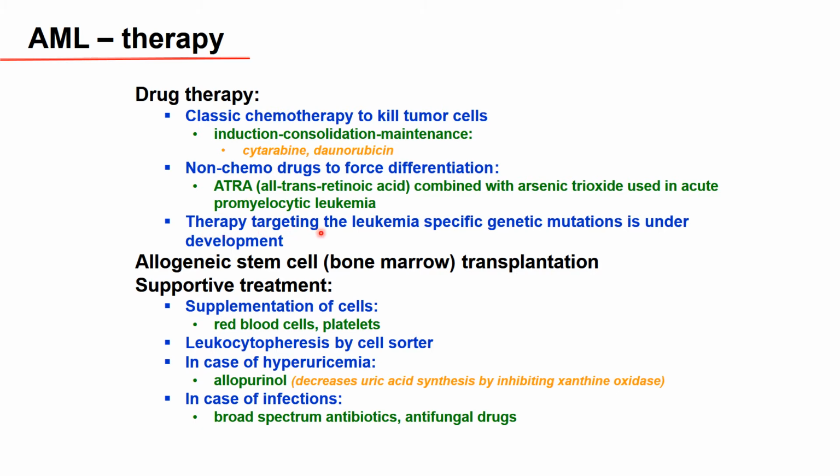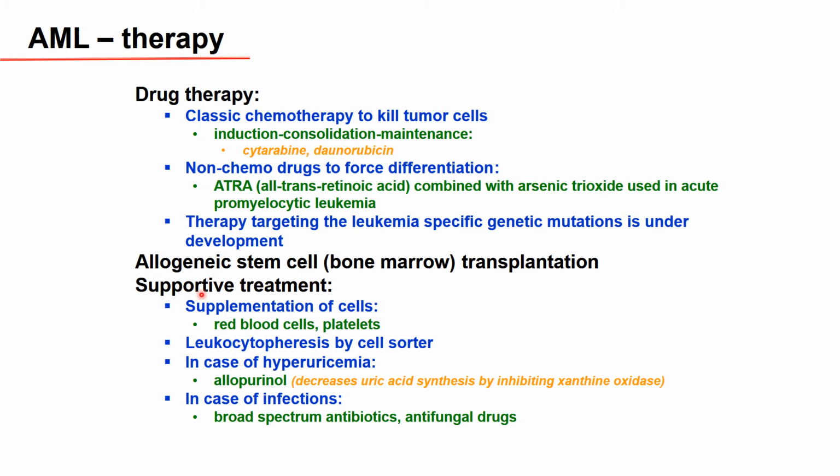Now, therapy targeting the leukemia-specific genetic mutation is under development, that can be some biological therapy as well in the future. Allogeneic stem cell bone marrow transplantation is used, but usually in consolidation. First, the patient responds to the chemotherapy, and after that they can use this allogeneic stem cell therapy.